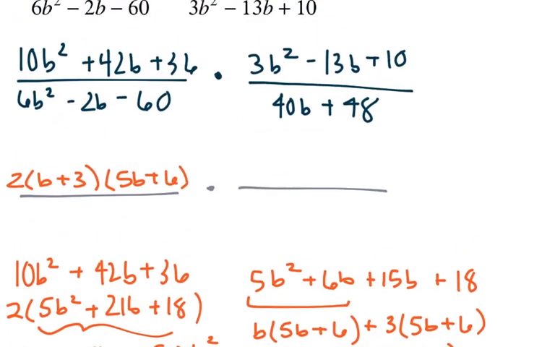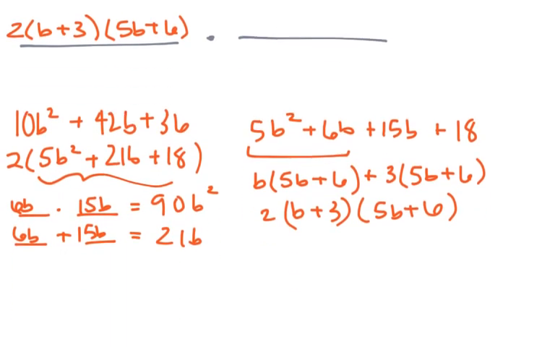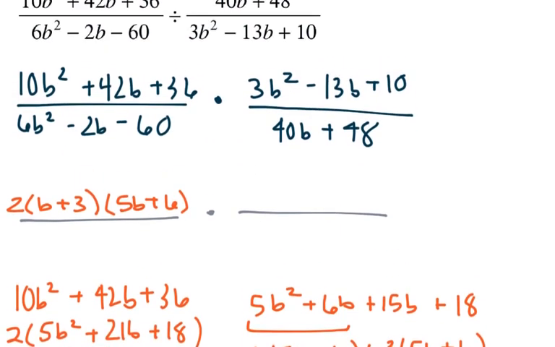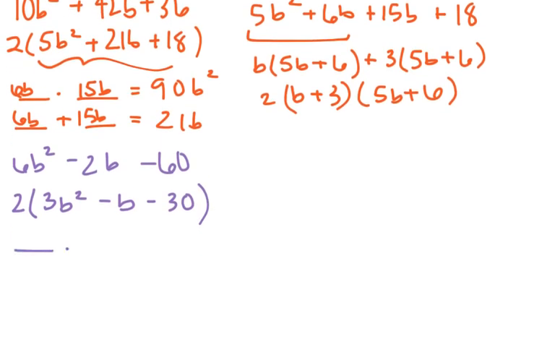Okay? Now we can move on to factoring 6b squared minus 2b minus 60. Again, I'm noticing everything's even, right? So I can pull out a 2, and that leaves me with 3b squared minus b minus 30. Okay, and I can factor that. Again, I'm using the AC method. Just find yourself a method that works and use it every time.